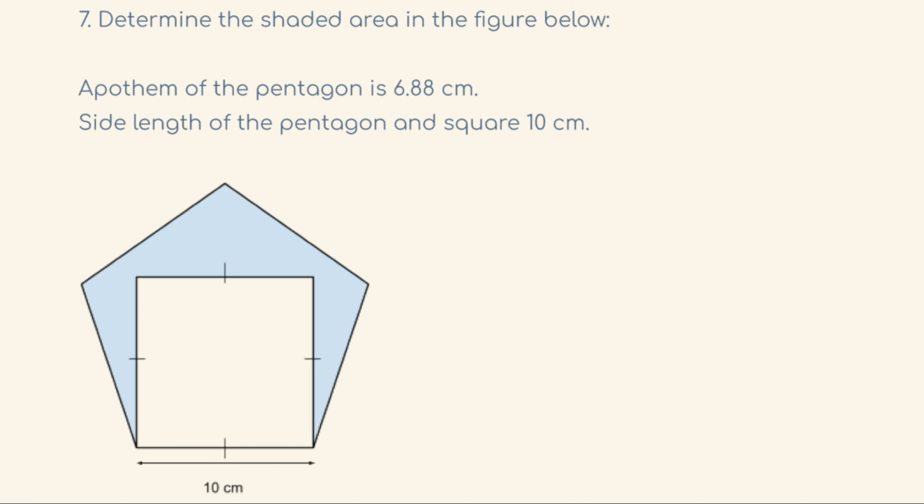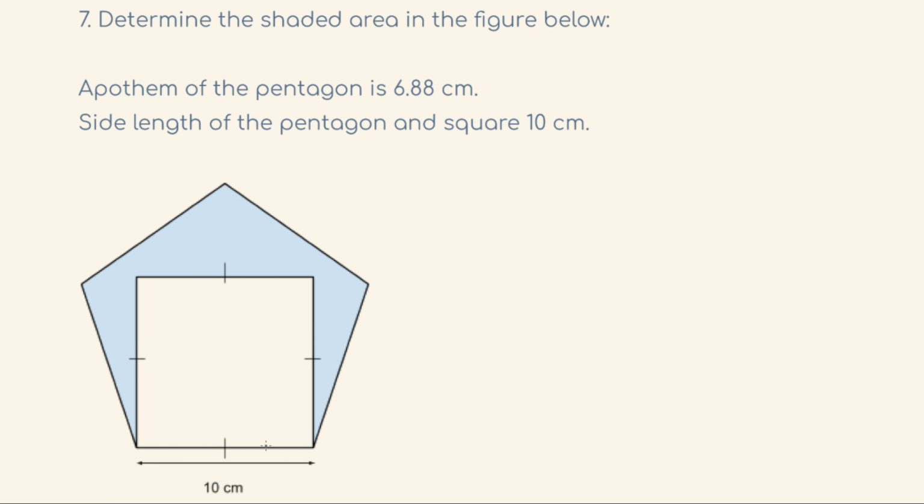Okay, question 7. Determine the shaded area in the figure below. So we've got this pentagon here, and then we've got a square that's been cut out of it. And we know the apothem of the pentagon is 6.88, and the side length of the pentagon and the square are 10 centimeters for both. You can see those two lines kind of overlap here.